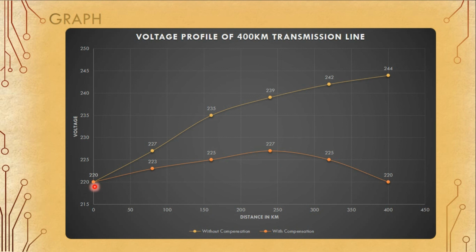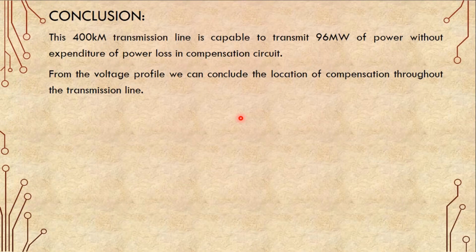That means in that case the profile will be like this and like this, meaning 220, then it will come and again 220, then again 220. But right now we have compensated at the sending end, so in this way we got the voltage profile.